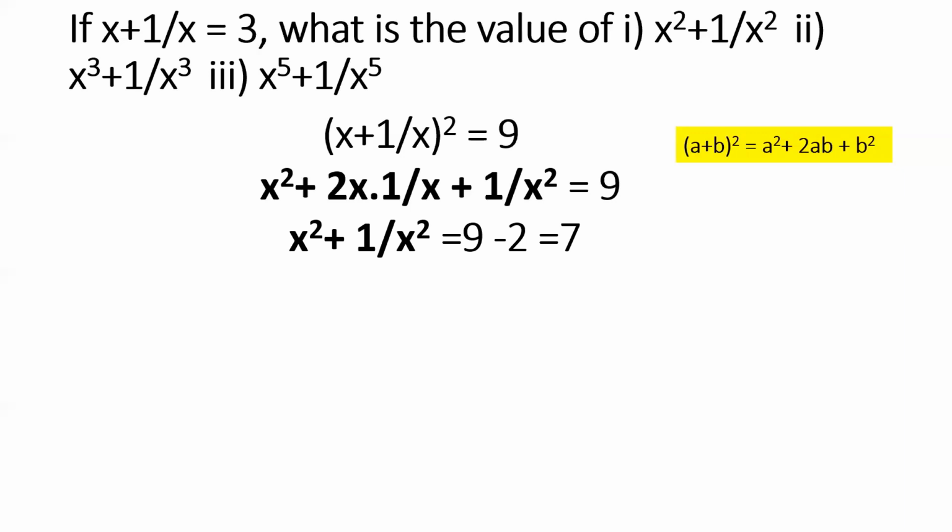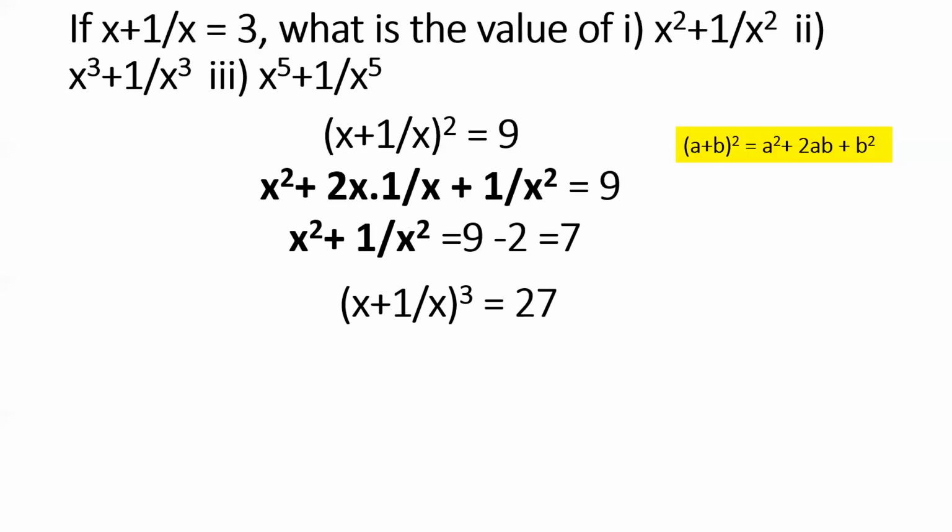Now let's come to the second part of the problem, which is finding the value of x cubed plus 1 by x cubed given x plus 1 by x is equal to 3. This time we start by cubing both sides. So we have x plus 1 by x whole cube is equal to 3 cube, and 3 cube is 27.